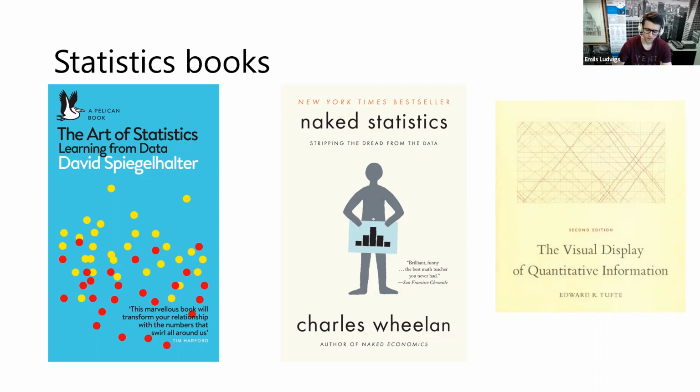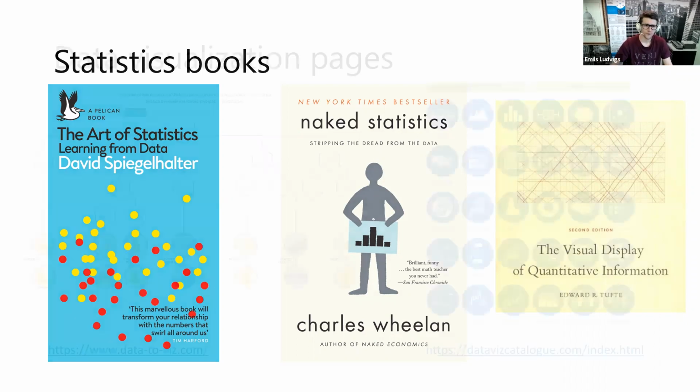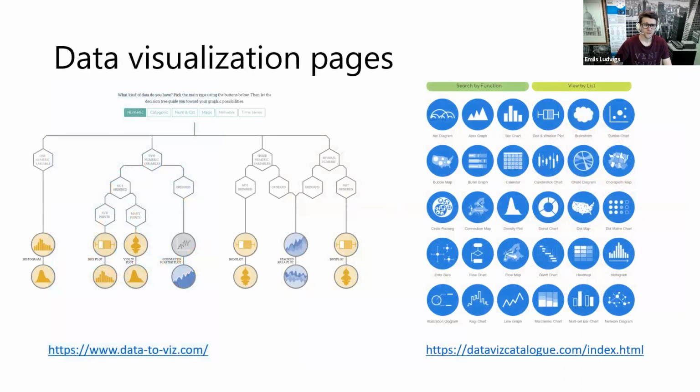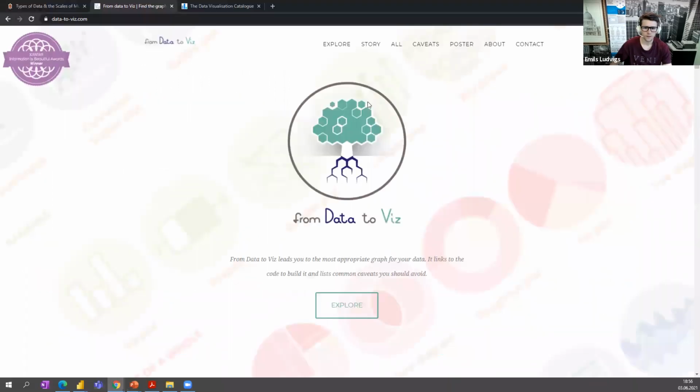And I just went through all these data types: descriptive, nominal, ratio, order, and ordinal. But it's really hard to remember them from one presentation. So I can share two really nice links where you can ask yourself, I have, for example, numeric data, and what should I use? Here are the two links, Data to Viz and Data Viz Catalogue. And right now I will show you a demo of them.